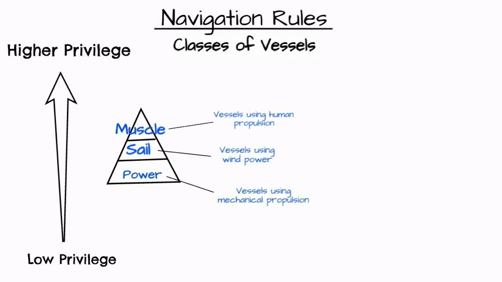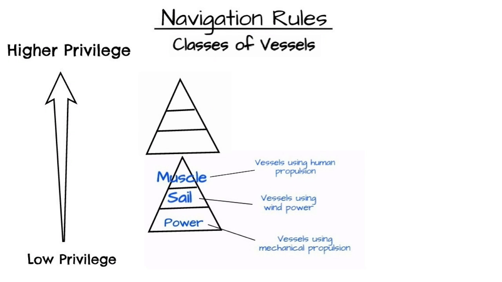However, there are additional classes of vessels that aren't too common, so let's add an additional pyramid on top of the one we've just covered, and we'll discuss what those classes are. The first class of vessels in this new pyramid are fishing vessels.